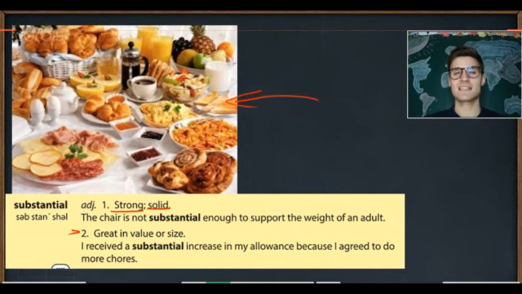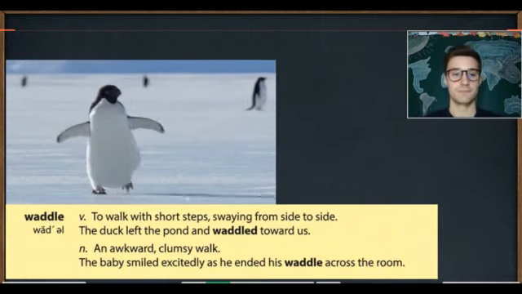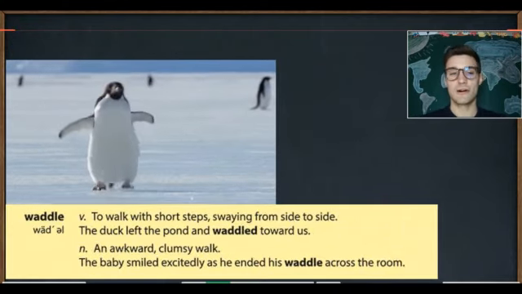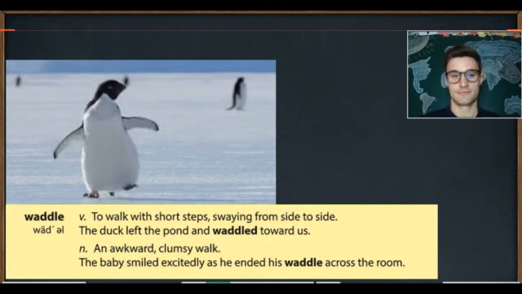This is a substantial amount of food for one person, right? It's a great amount, big in size, a substantial amount of food. If I give you a plate of food, I can ask you, is that food substantial? Is it enough? Is it big enough? Substantial.